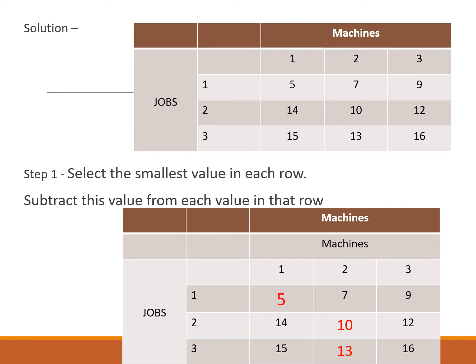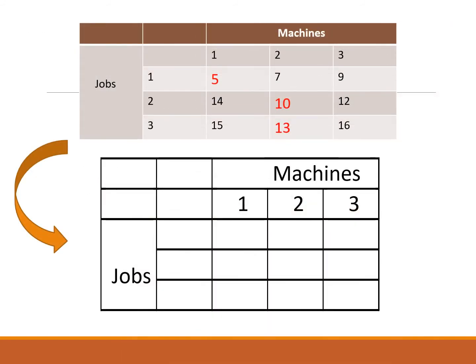So subtract this minimum value in each row and let's find out the answers for it. In the first row the minimum value is 5, so 5 minus 5 is 0, 7 minus 5 is 2, 9 minus 5 is 4. Move on to the next row, row 2, the minimum value is 10, so 14 minus 10 comes 4, then 10 minus 10 is 0, then 12 minus 10 is 2.